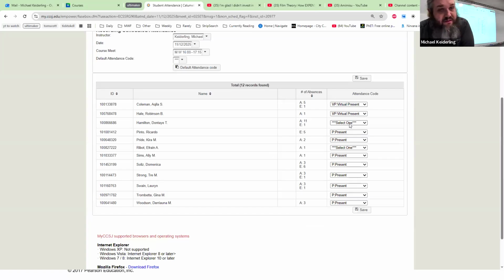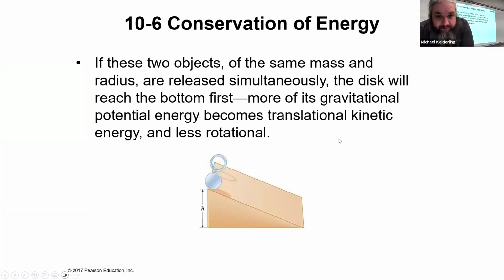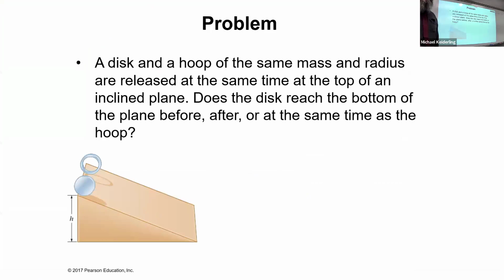So more of it becomes translational and less is rotational. And so in general, as potential energy is converted into kinetic energy, because more of that potential energy is converted into translational energy, this disk will roll faster than the hoop.